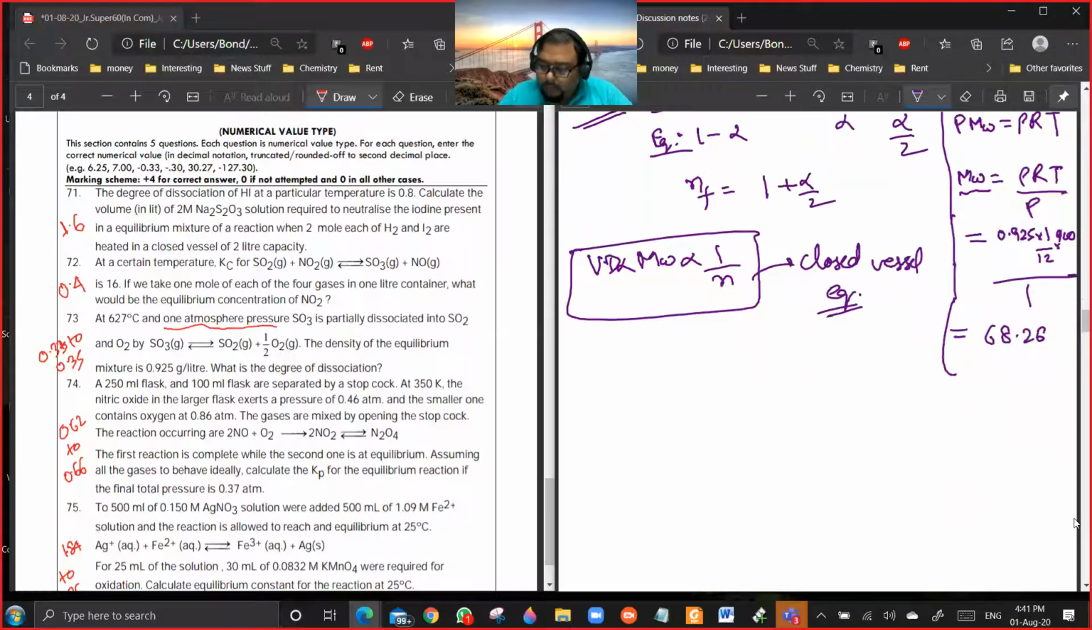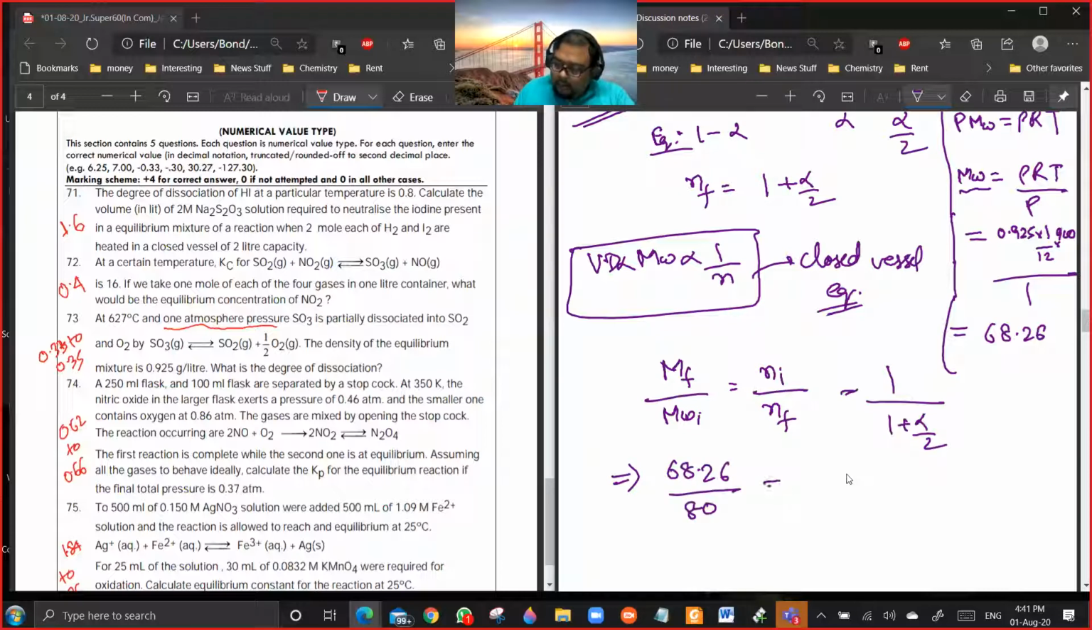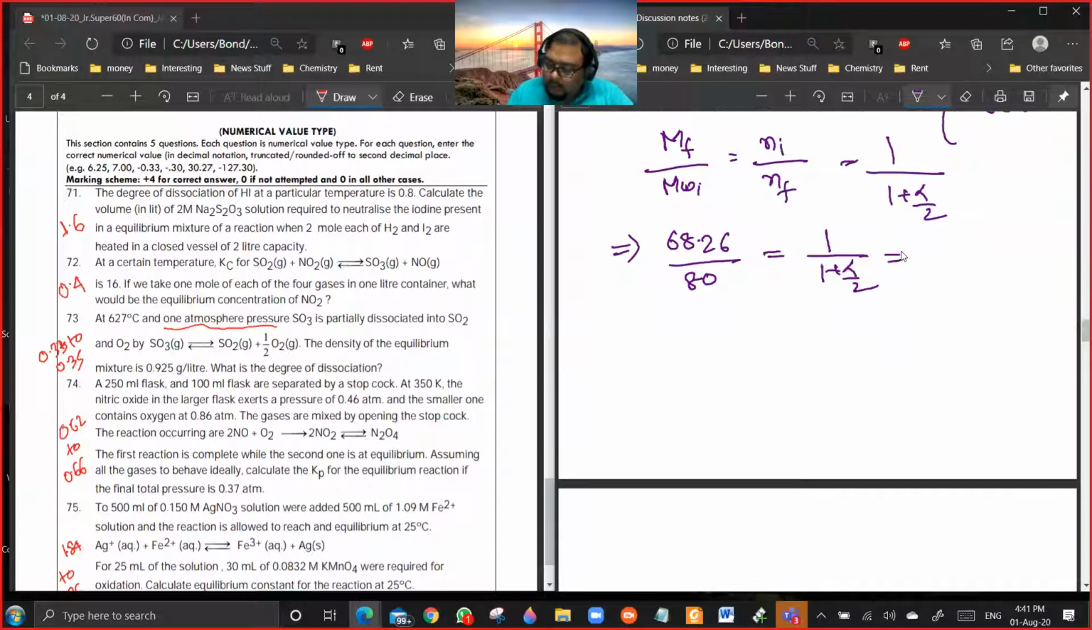Okay, so you see, I can write MW final by MW initial. That will be equal to N initial by N final. N initial, I have started with 1 mole, and finally I am having 1 plus alpha by 2. So 68.26 by 80 is equal to 1 by 1 plus alpha by 2. I take the inverse of this, so I get 80 by 68.26 is equal to 1 plus alpha by 2.